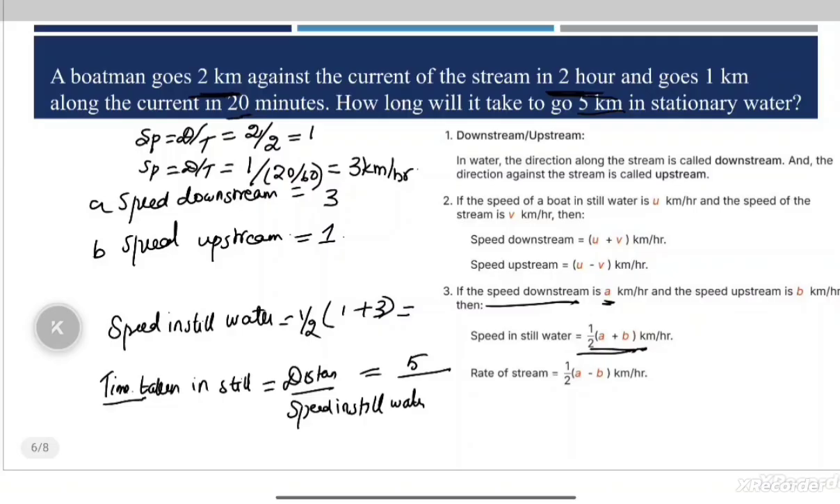Now this 2, according to the question, is the time taken. So speed in still water is 5 by 2. You can write it as 2.5 hours, or you can write 2 hours 30 minutes.